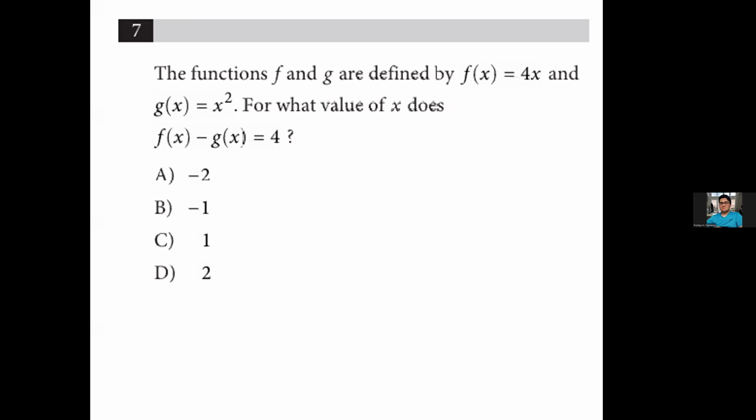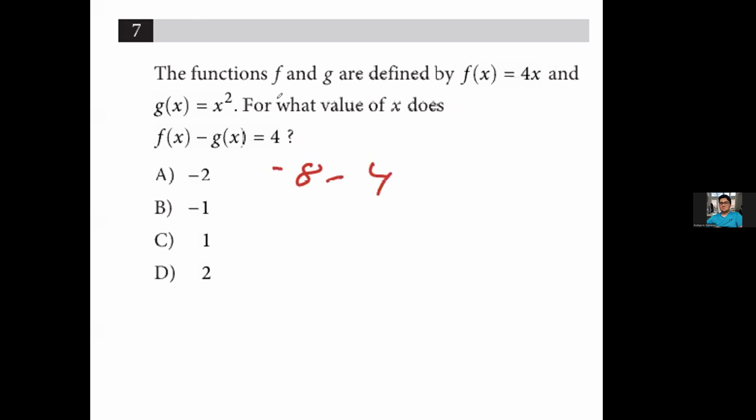Okay, so we're on question 7. There's two functions, f of x is 4x and g of x is x squared. For what value of x is f of x minus g of x equal to 4? Well, you can just plug these values into f of x and g of x and see if this equation holds true. So for -2, 4 times -2 is -8, minus -2 squared, which is 4.